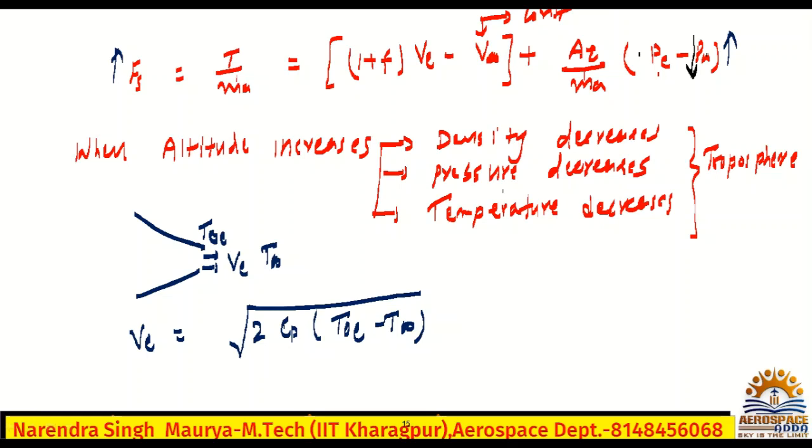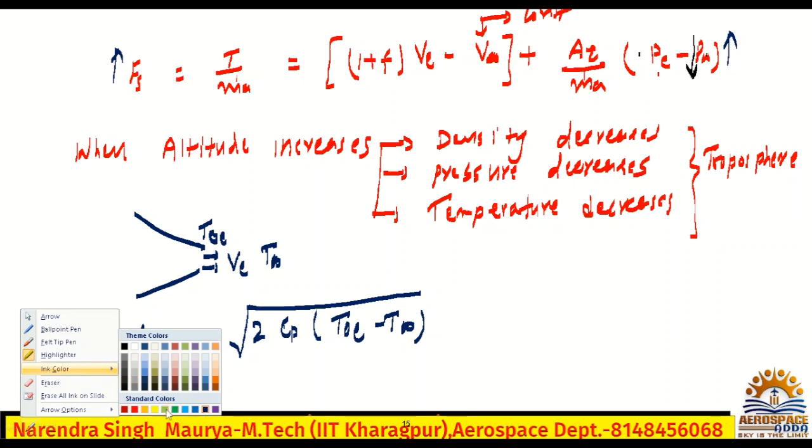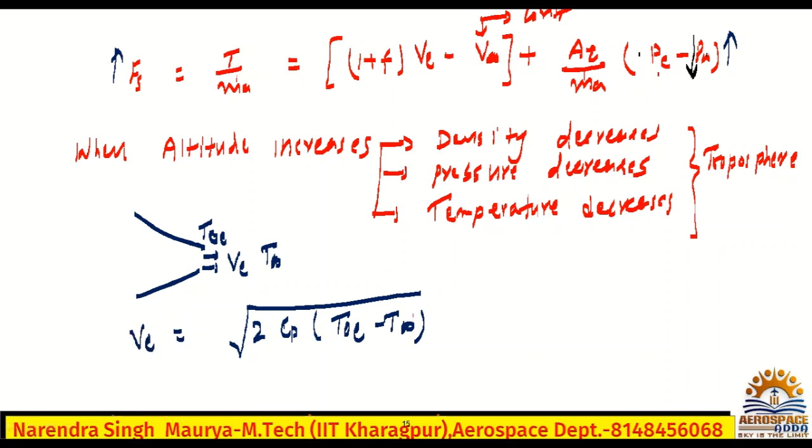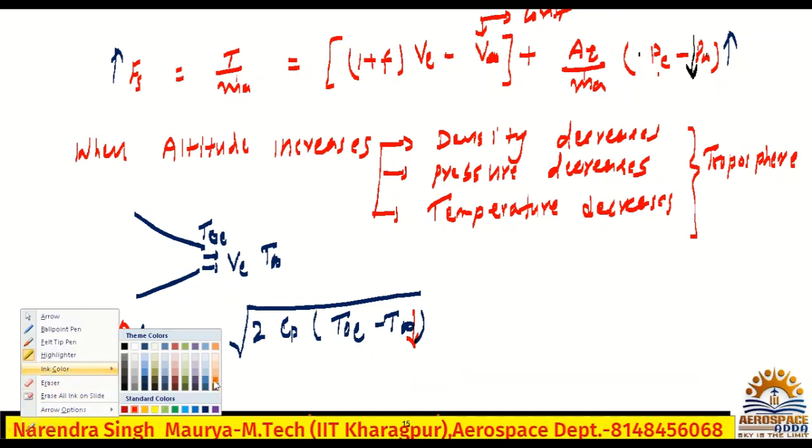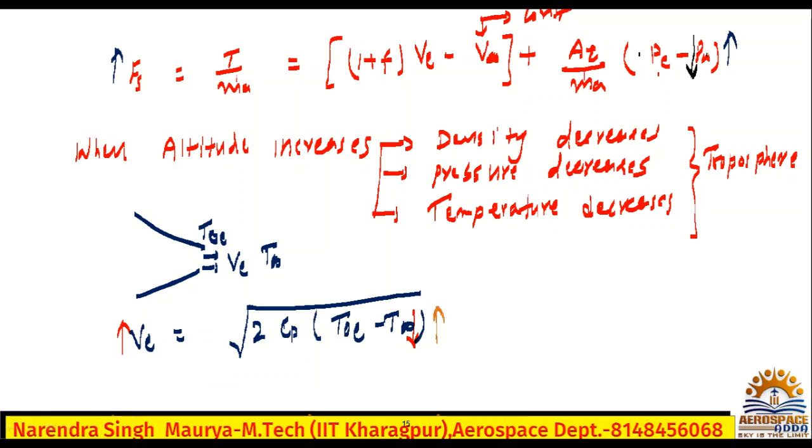Check T infinity. Temperature is also decreasing when altitude is increasing. If temperature is decreasing, so this T infinity value is decreasing, then what will happen to V exit velocity? Obviously it will be increasing. Why? Because T infinity is decreasing, then the whole bracket value will be increasing. Yes or no? Whole bracket value will be increasing.